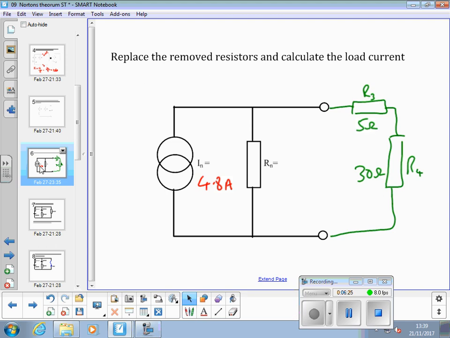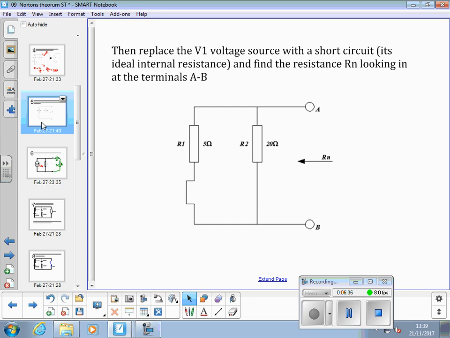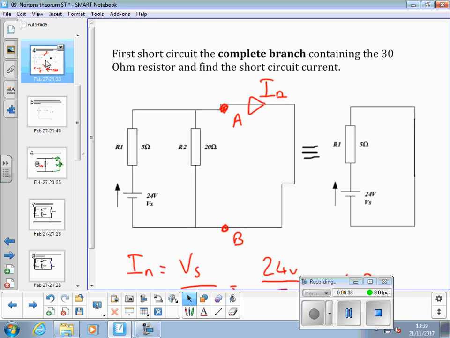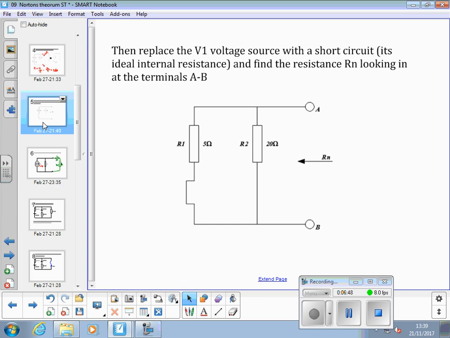Okay. So we've found IN. Now we've got to find RN. We'll come back to that in a minute anyway. So RN is the resistance looking in. So we've replaced the voltage source with the short circuit here. Short VS.